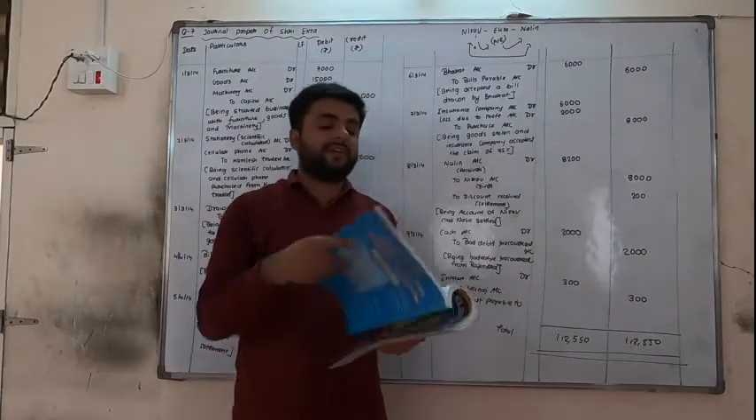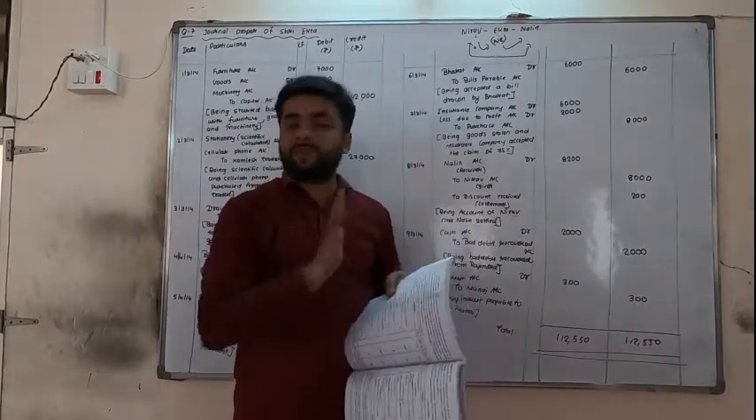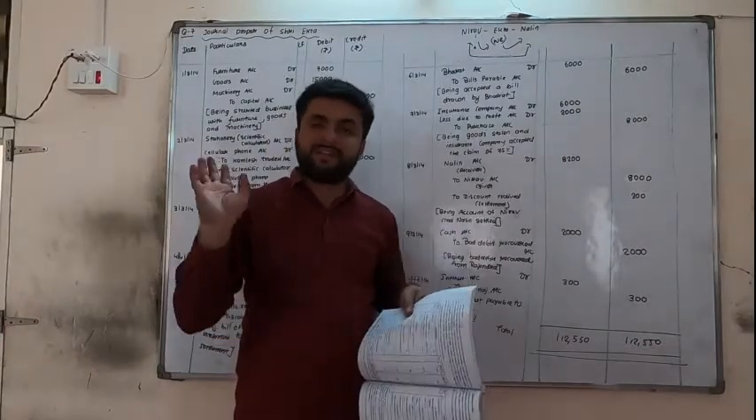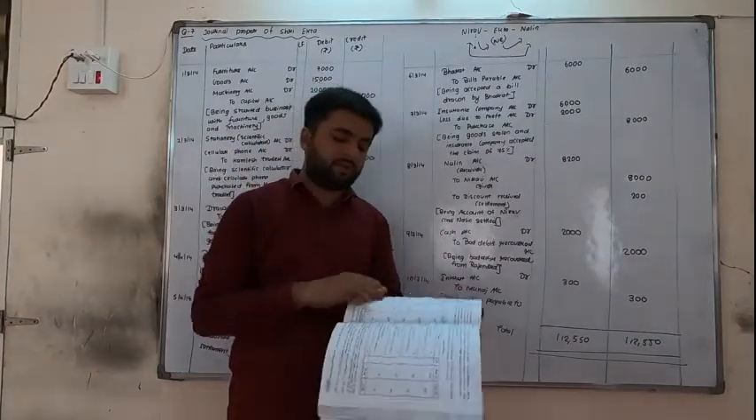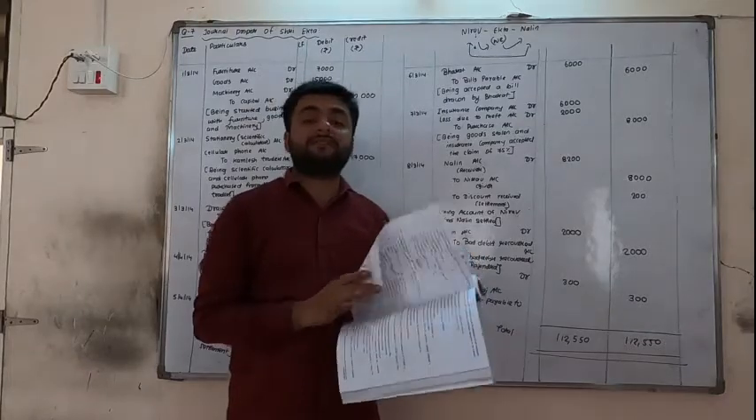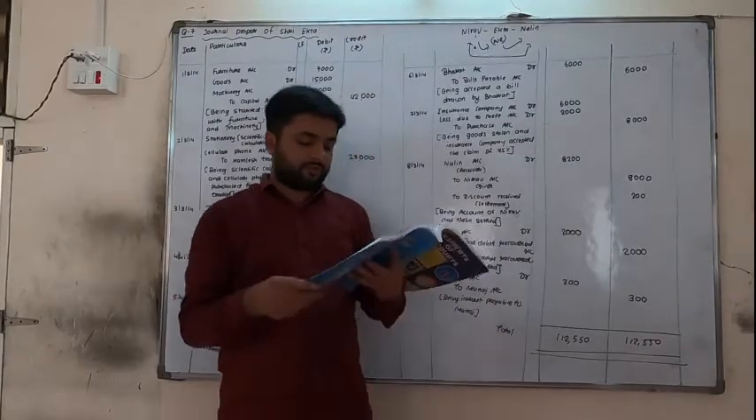So in short, I am telling you, this closing entries topic you totally ignore. Adjustment entries have come in sum number 6, that is okay. And the last topic is rectification of error that we are going to see.